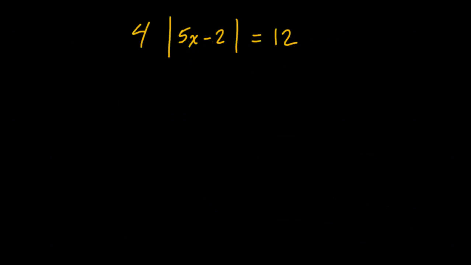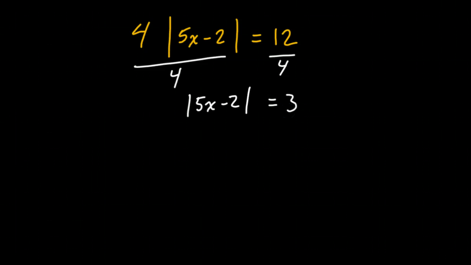So we got another one here. 4 times the absolute value of 5x minus 2 equals 12. We first have to get rid of that 4, so we'll divide each side by 4. Then we're left with the absolute value of 5x minus 2 equals 3.